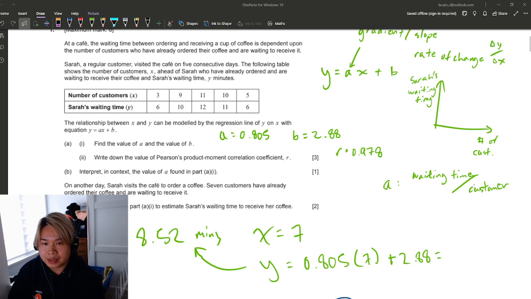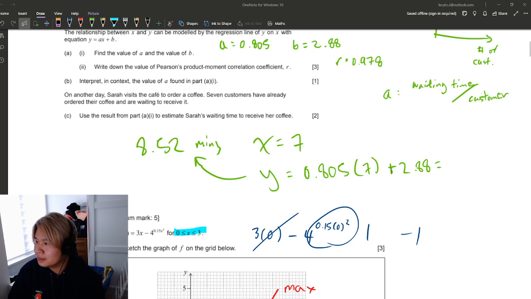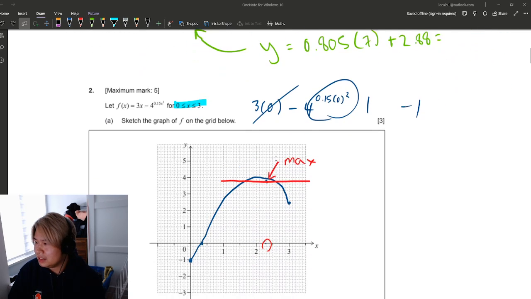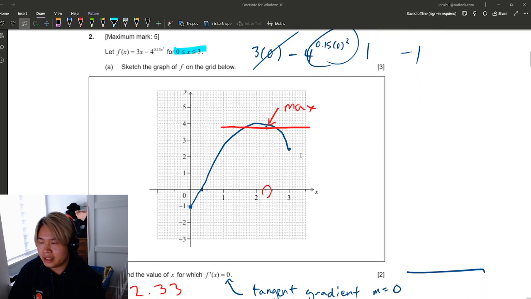A, waiting time per customer. They say it represents the average increase because, you know, it's going up. It's a positive correlation of waiting time per customer. So I guess you gotta be more careful with that. 8.52 minutes, easy. Okay, sketch the graph.